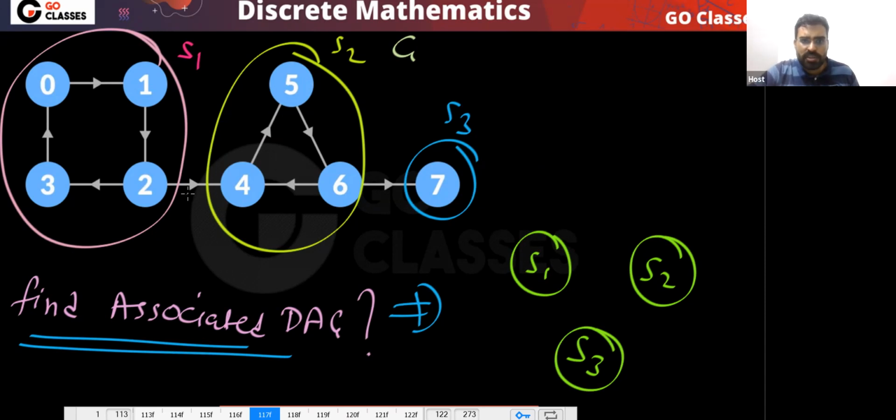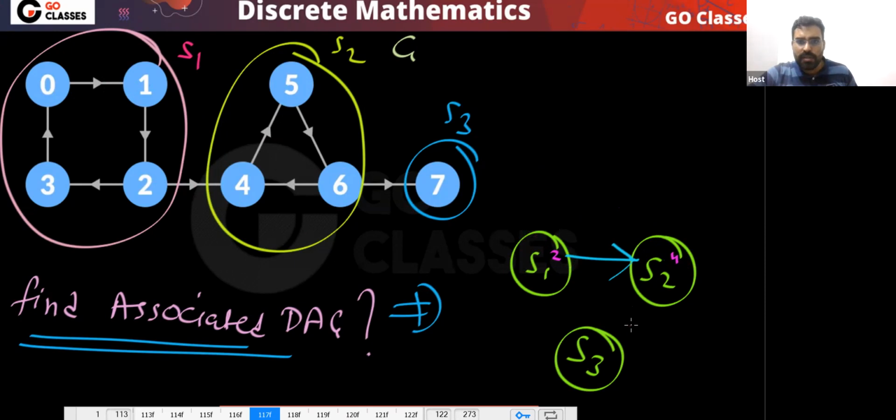Now, you can notice there is an edge from S1 to S2. Why? Because this person is a friend of this person, related to this person. This edge is because of whom? Can anyone tell me? From S1 to S2, there is an edge because of this 2,4. Yes, very good. Because there is 2 here and 4 here, because of these two, this is the edge.